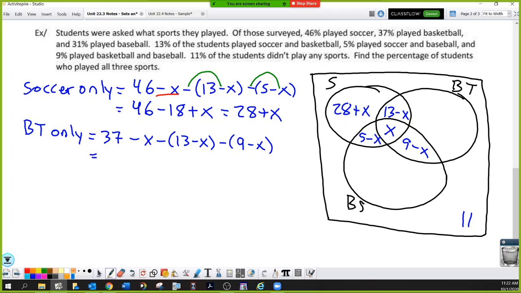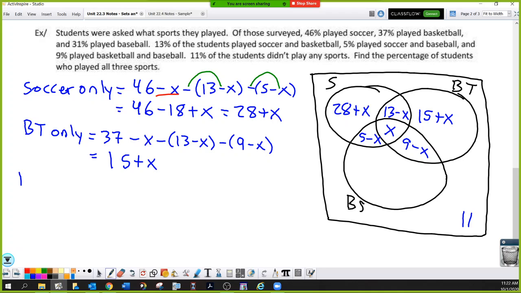So this one's going to be 37 minus 13 minus 9. What is that? 15. So this gives me 15 plus x. Just showing a little bit less simple algebra. The plus x is still going to happen.